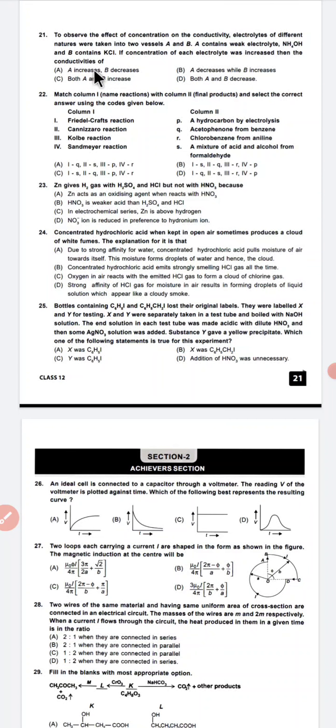Option A: A increases, B decreases. Option B: A decreases while B increases. Option C: both A and B increase. Option D: both A and B decrease. These are the four options we have. Now which one is the correct one?